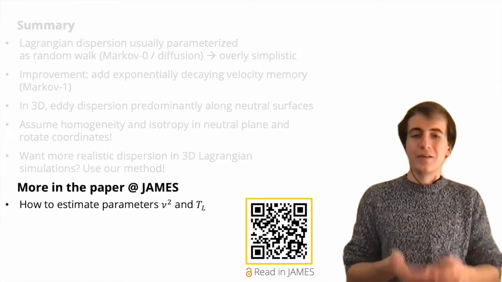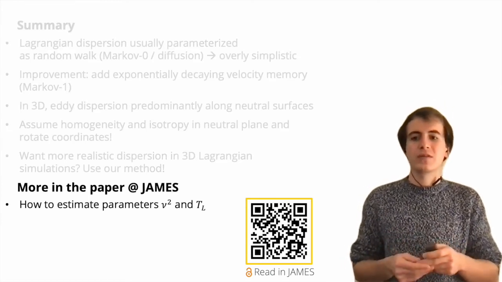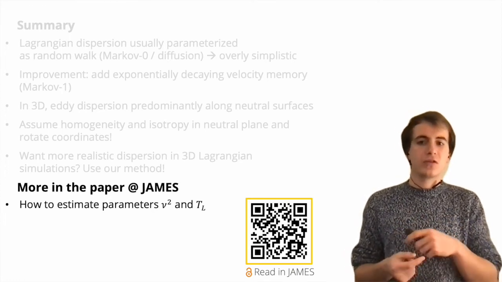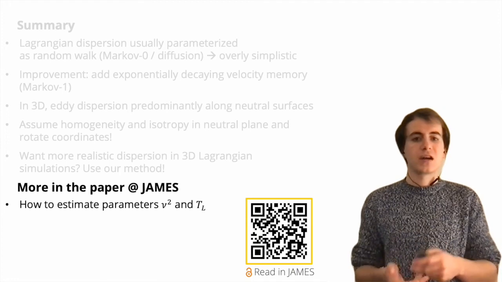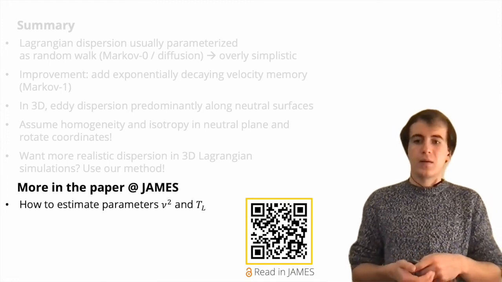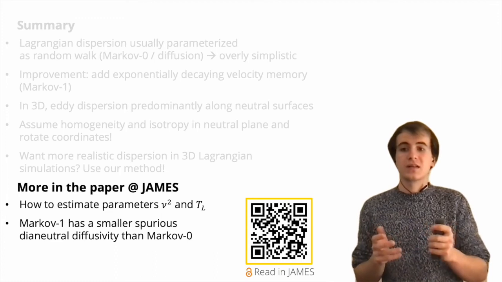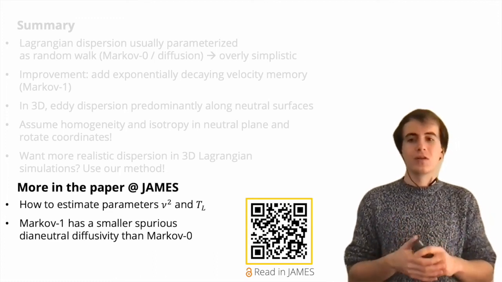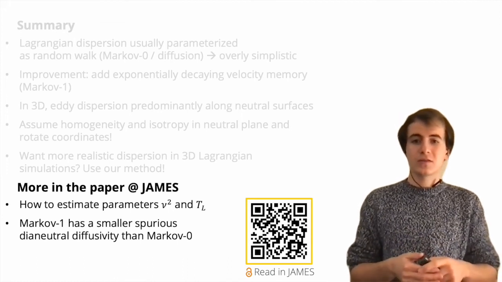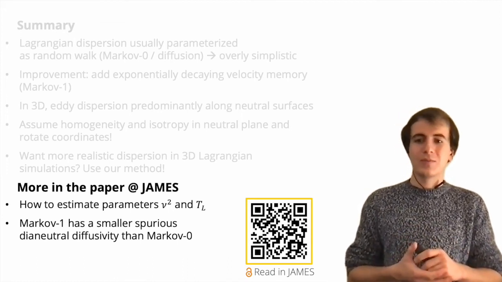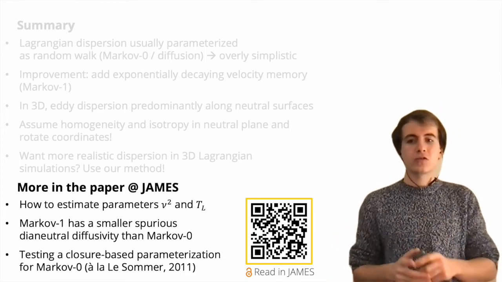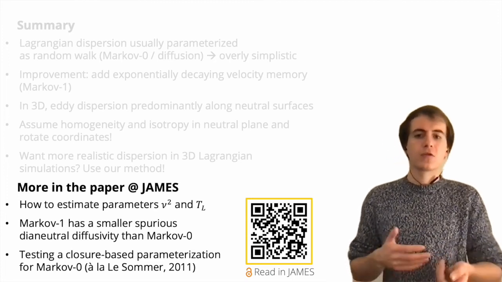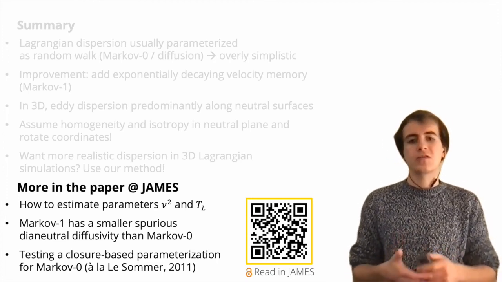There's also a lot that I left out here, but you can read more about this in our paper. So one thing, for instance, is how you can estimate these parameters, nu squared and the Lagrangian timescale TL. We also find, very surprisingly, that Markov 1 has a smaller spurious diapycnal or dianeutral diffusivity than Markov 0 does. You can also read a lot more about this in the paper. And we tested a closure-based parameterization that we use in the Markov 0 model. This was formulated by Le Sommer in 2011.